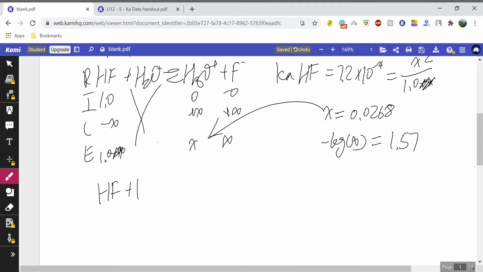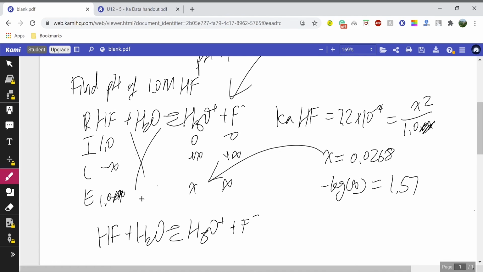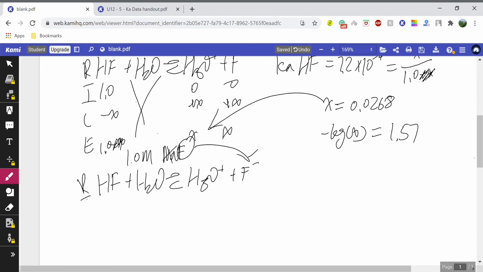HF plus H2O forms H3O plus and F minus. Now let's say we're adding 1.0 molar of NaF into the solution. Because we're adding NaF, the Na will not be counted, our F will straight up be added over here. So we don't need to look at this chart anymore. This chart's only purpose is to tell us the original pH, which is 1.57.